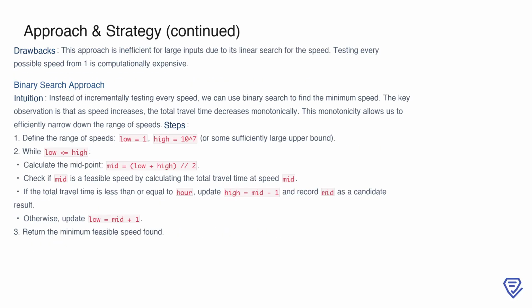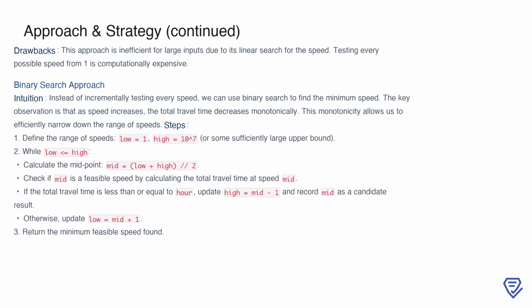The brute force approach, while intuitive, has significant drawbacks. Specifically, the linear search for the correct speed becomes computationally expensive as the range of speeds increases, making it impractical for large inputs. To address this inefficiency, we can switch to a binary search approach. The key insight here is that the total travel time decreases monotonically as the speed increases. This monotonicity allows us to narrow down the range of possible speeds much more efficiently.